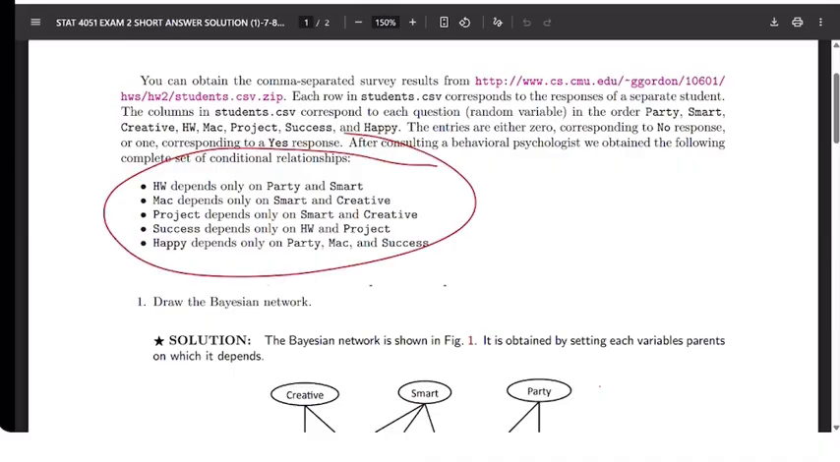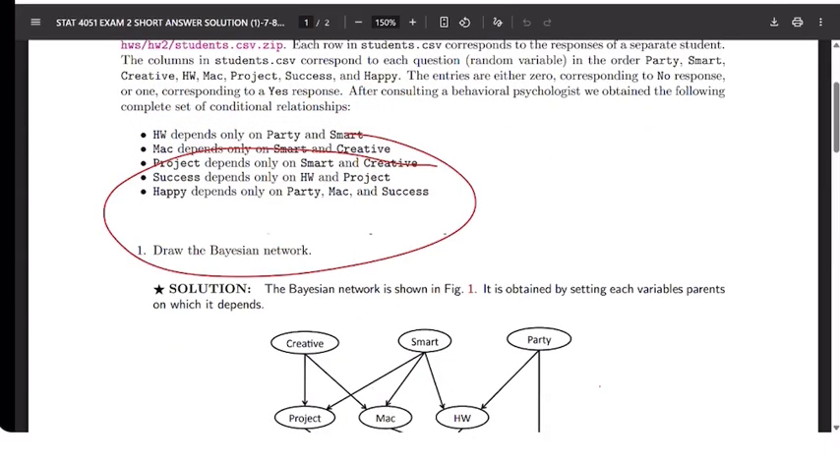Ask me questions if you don't understand. Now, you're given this. There's a lot of variables here. We have party, smart, creative, homework, project, success, and happy as variables, and they are connected. Now look at the first one. I said HW depends only, please pay attention. I gave you this scenario.